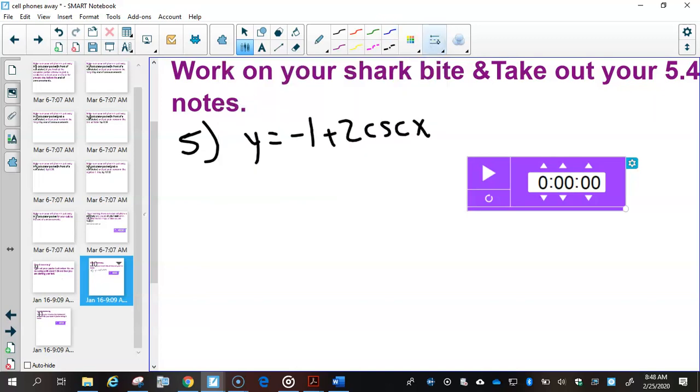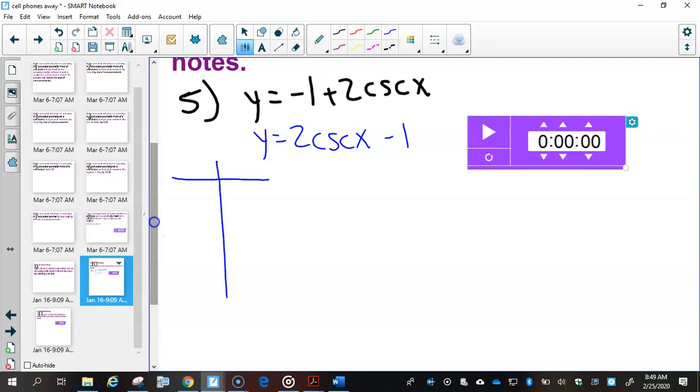Before we do anything else, this is written kind of weird, so you could rewrite it. Your vertical shift is in front, and you can just rewrite it so it looks more like normal. And then you also need to remember your original asymptotes. So if you don't, I can go back to your table.